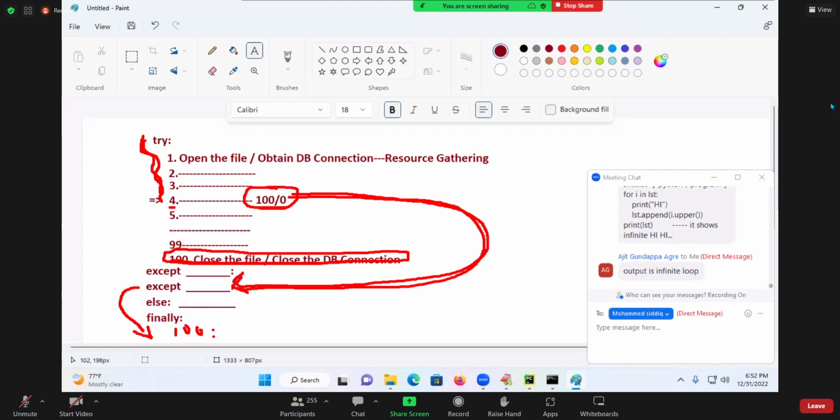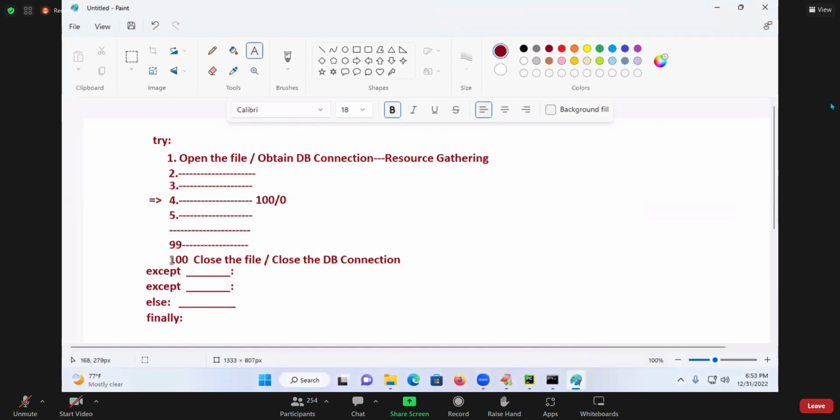Now start the flow. So enter into try block. Line number 1, no problem. 2, no problem. 3, 4, 100 by 0. Exception comes out of that, looking for what? Except block. Yes, it is except block is there. And come out of it and execute what block? In finally block, what I was written? 100 is written. What is that 100 line?